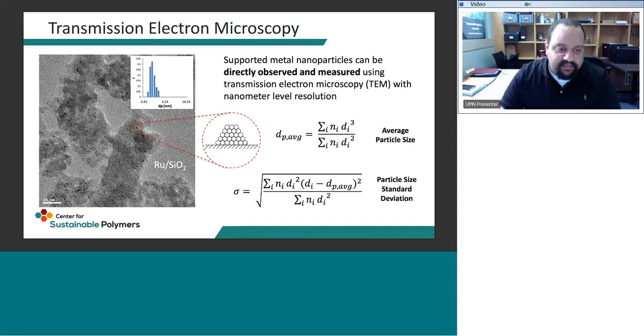And then just from the images, using image processing software, you can get an average particle size and a standard deviation, and then correlate these back to activity or compare them to results that you would get from, say, carbon monoxide chemisorption.